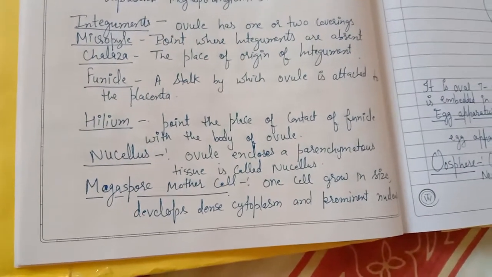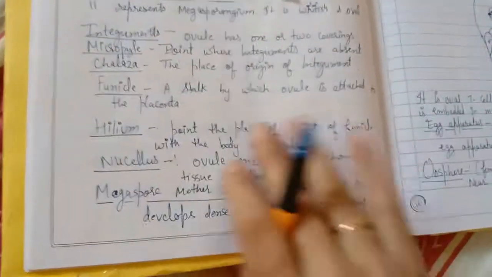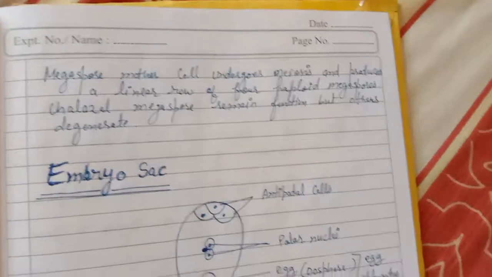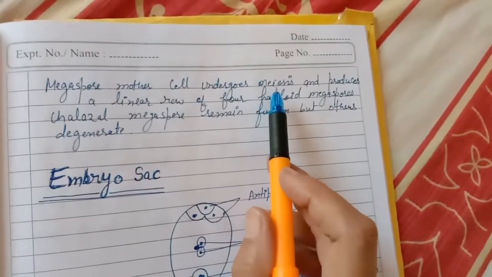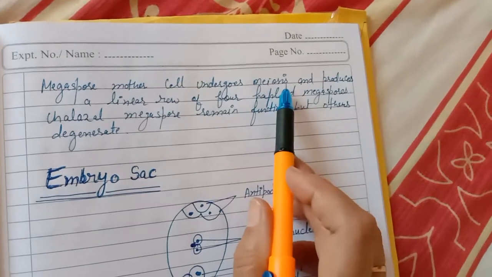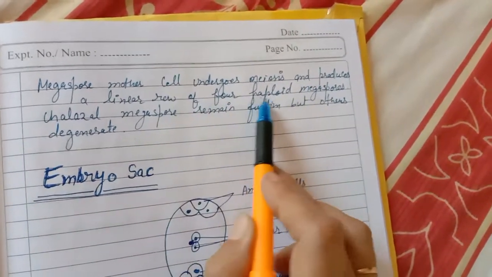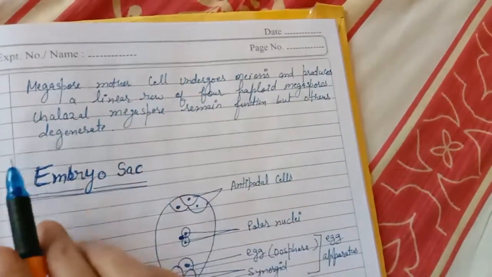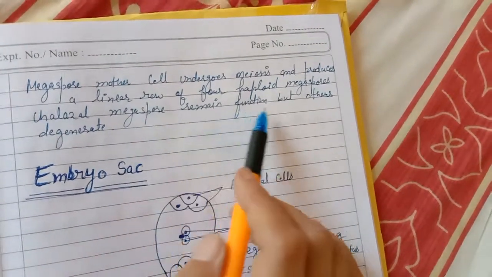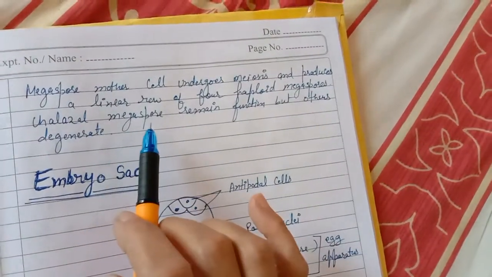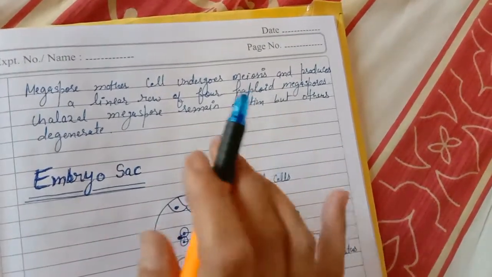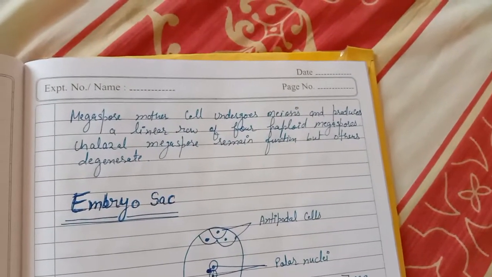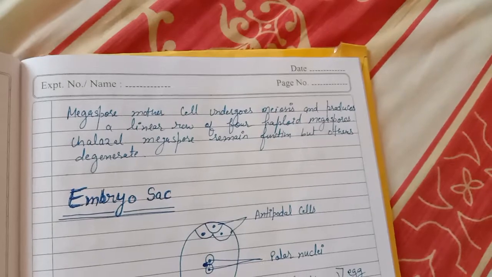Basically here the megaspore mother cell undergoes meiosis. Meiosis is a type of cell division in which the cell divides and produces four daughter cells, and they are haploid in nature. So it produces a linear row of 4 haploid megaspores, and the chalazal megaspore remains functional but the others degenerate. This is the structure of the ovule, and all this apparatus together is called the embryo sac.